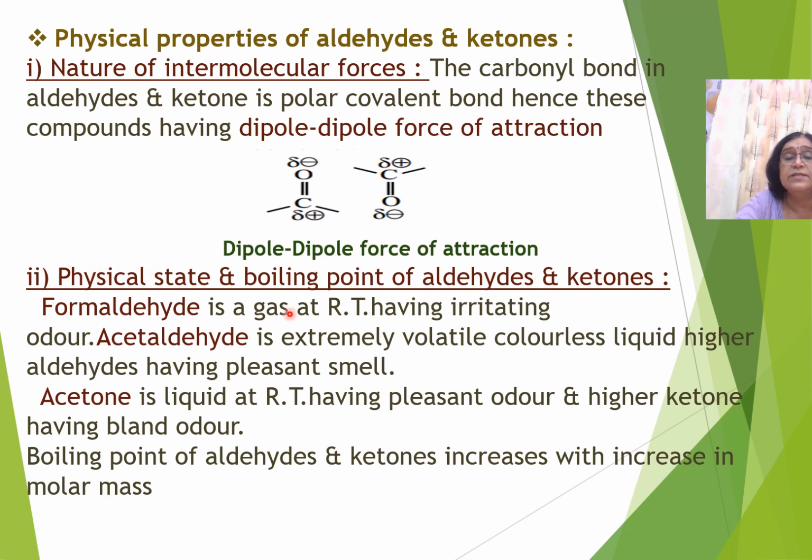Okay. Then physical state and boiling point of aldehydes and ketones. Formaldehyde is a gas at room temperature having a very irritating odor. Acetaldehyde is an extremely volatile, colorless liquid. Higher aldehydes have a pleasant smell. Then acetone is a liquid at room temperature. It also has a pleasant odor. The nail polish remover is acetone. And higher ketones have a bland odor. Then the boiling point of aldehydes and ketones increases with increasing molecular mass because van der Waals forces increase.